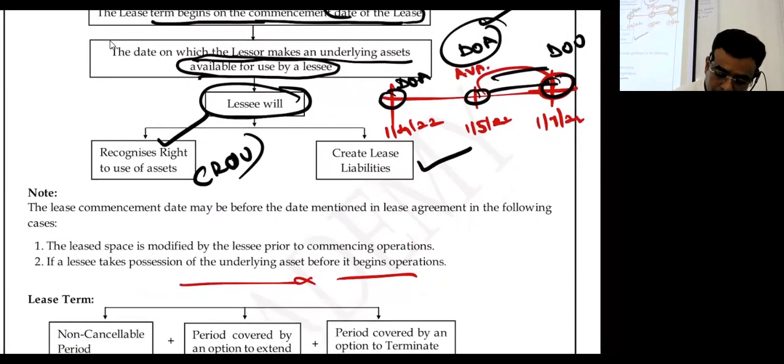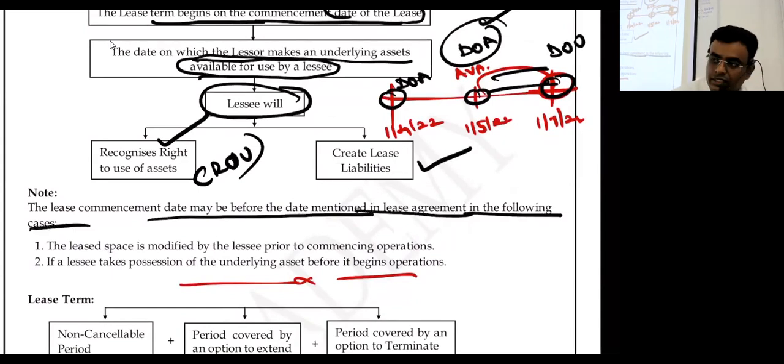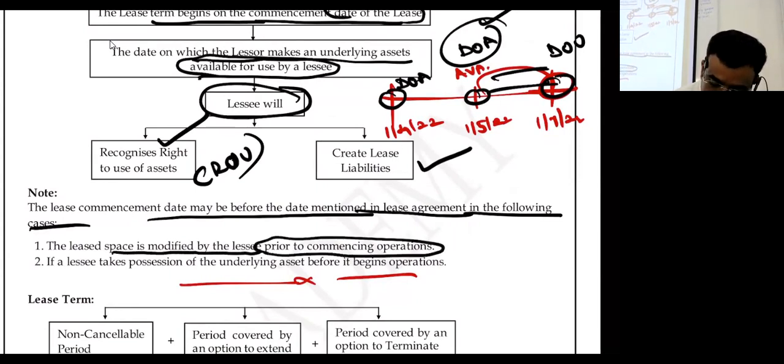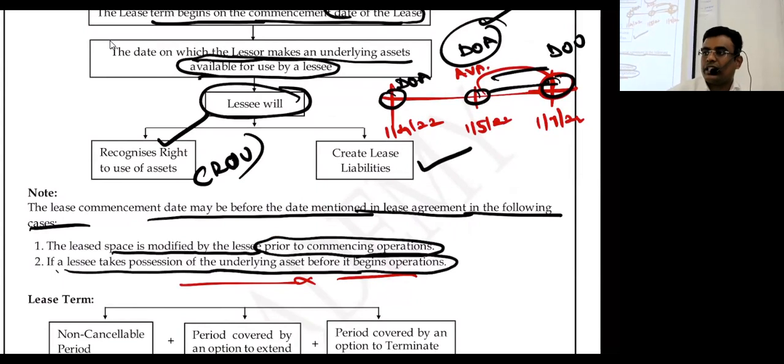The lease commencement date may be before the date mentioned in the lease agreement in the following cases. The lease term starts even before the date in the agreement. The leased space is modified by the lessee prior to the commencement of operation. If the lessee takes possession of the underlying asset before it begins operation, for example a bank.